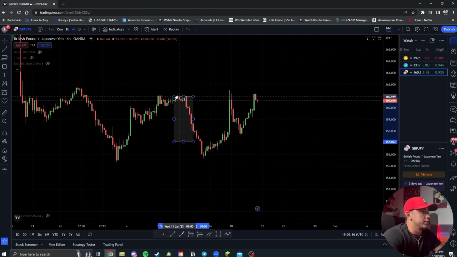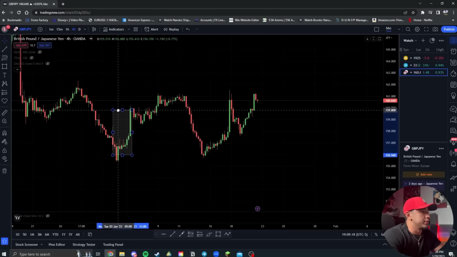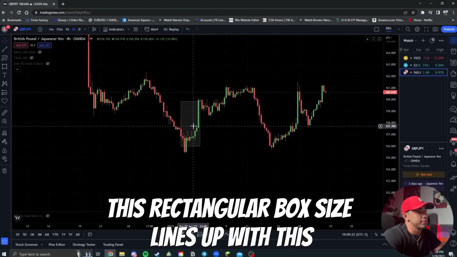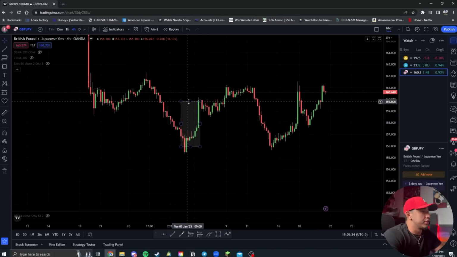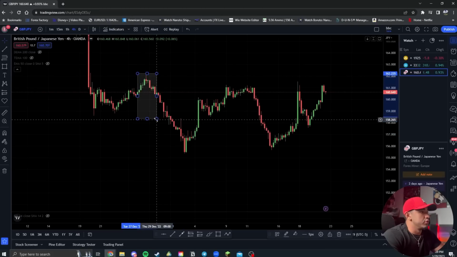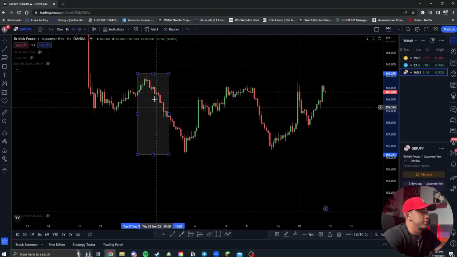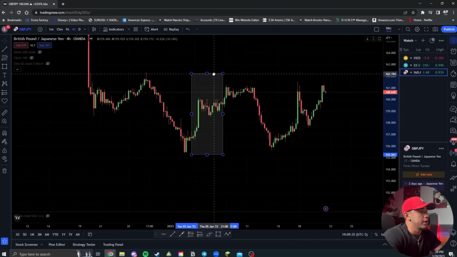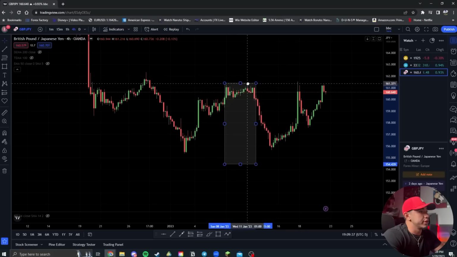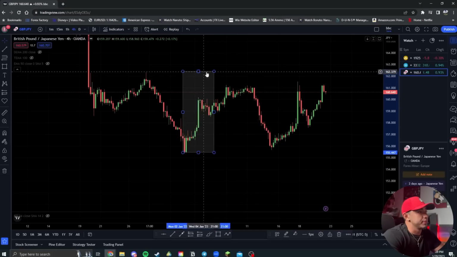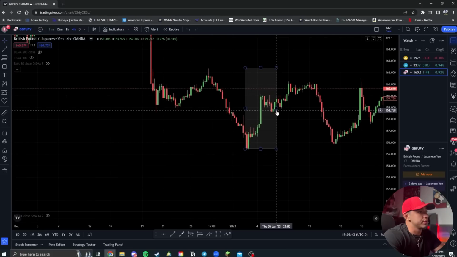Now, if you take a look at this, you're gonna see that this is true all around the board, right? This rectangular box size lines up with this. Now you can even see, even on this larger move, if you move this down, stretch it all the way down, you're gonna see that this large move right here is the same exact size as the move that happened over here. So see how it lines up? Now you just drag it across.